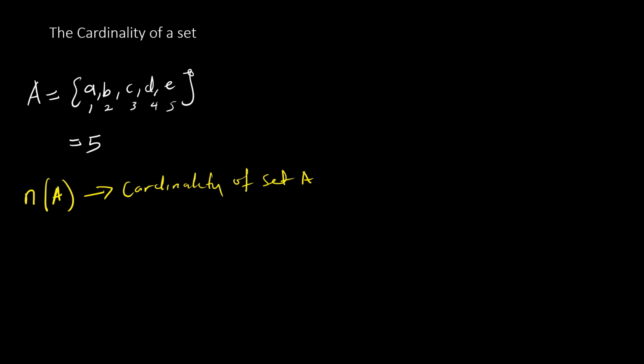So if you are to put this from the previous example, you can say that n(A), which is the cardinality of set A, equals 5, and that is it. That is what is referred to as the cardinality of a set: the number of elements in the particular set.